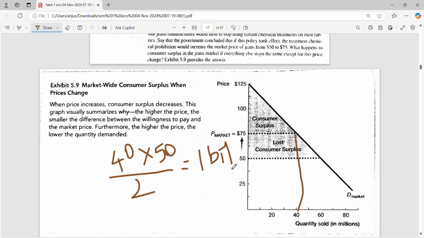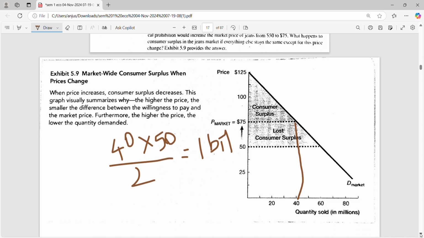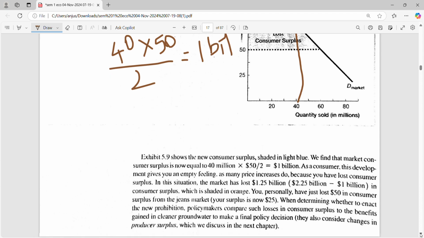So with the price increase from 50 to 75, 1.25 billion is lost in the consumer surplus. That is, earlier it was 2.25, now it is 1 billion, so 1.25 billion is lost.